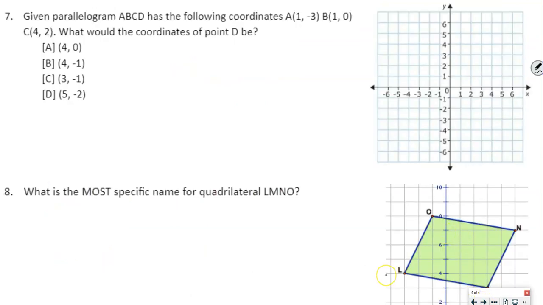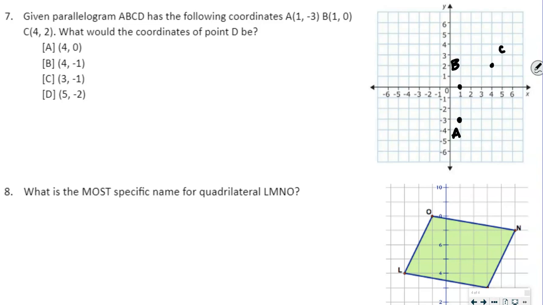All right, number 7 says, given the parallelogram ABCD has the following vertices, A, B, C, what would the coordinates of point D be? Okay, so let's go ahead and plot these. So 1, negative 3 is where our A is. Then we've got B is at 1, 0. So that's going to be right there. Then we've got C is at 4, 2. And then they're asking us what is D.